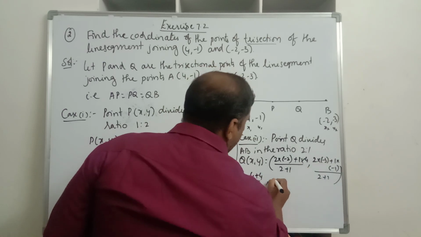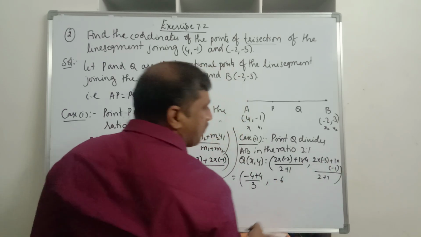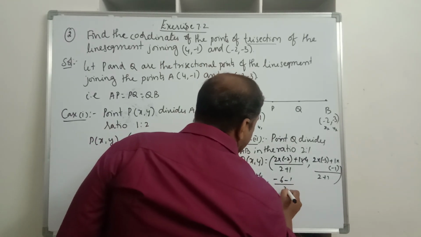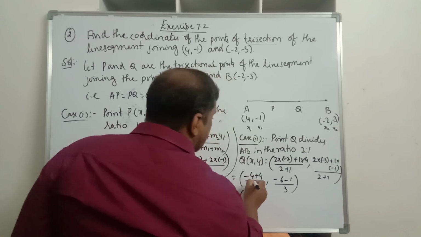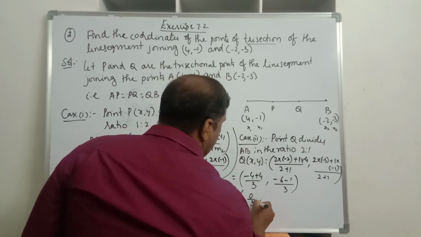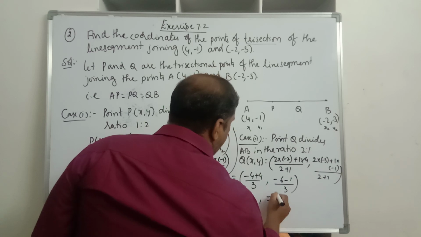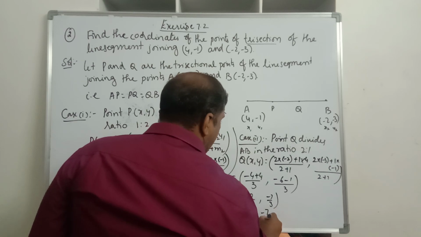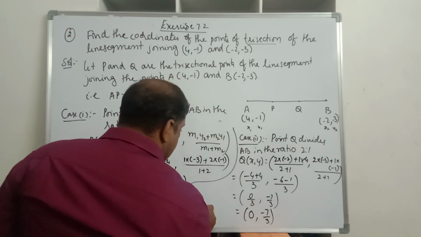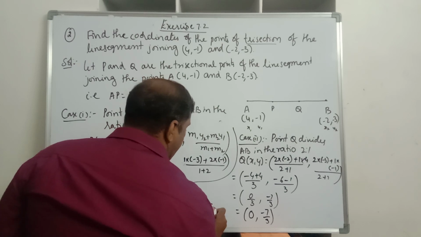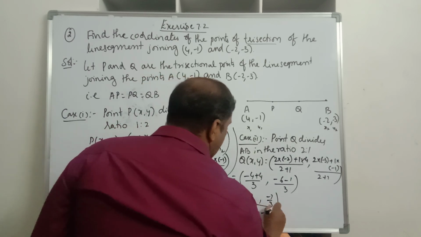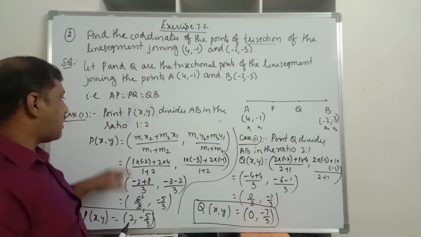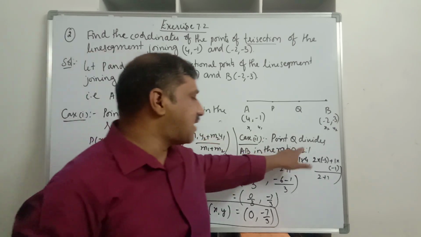Then plus into minus minus, 2 into 3 it is 6, plus into minus it is minus, 1 into 1 it is 1 divided by 2 plus 1 is equal to 3, that is equal to minus 4 plus 4 it is 0, 0 by 3 comma minus 7 by 3, that is equal to 0 by 3 is equal to what? 0 comma minus 7 by 3 is the coordinates of the second point, that is Q, x comma y. So like this we will find the trisectional points. The trisectional points will divide the line segment in the ratio 1 is to 2, and the second case it is 2 is to 1.